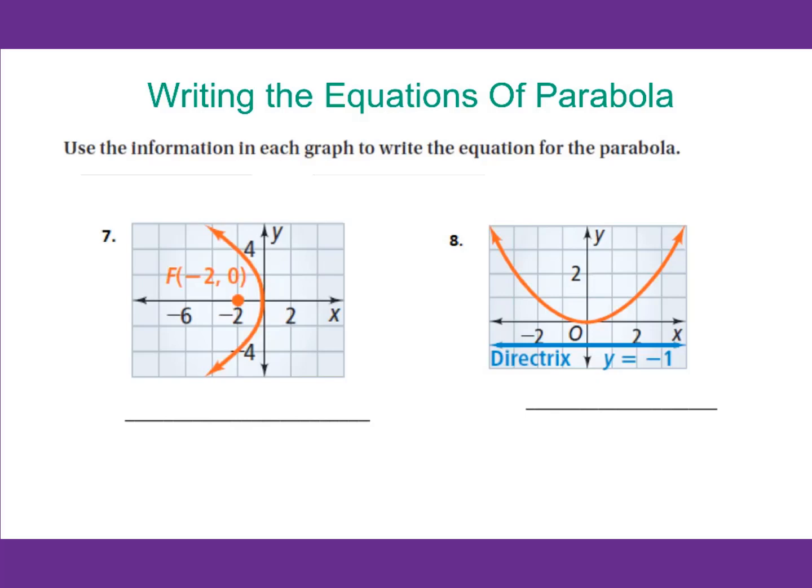This video is about writing the equations of a parabola. For number 7, we are given a graph. We need to write the equation for the parabola. From the graph, we can figure out the vertex. That will be (0, 0).